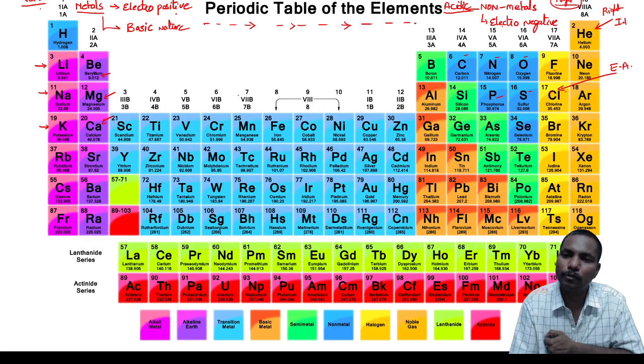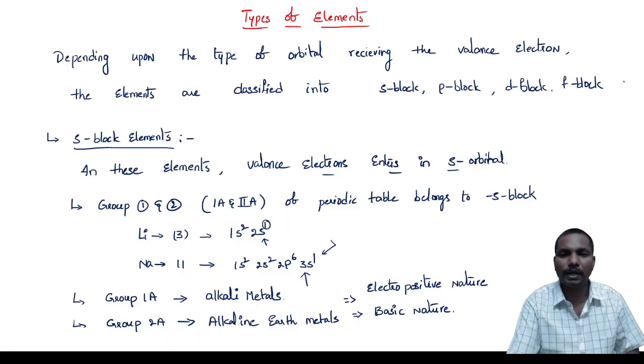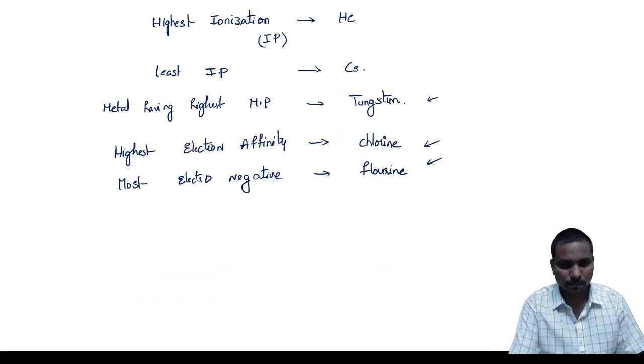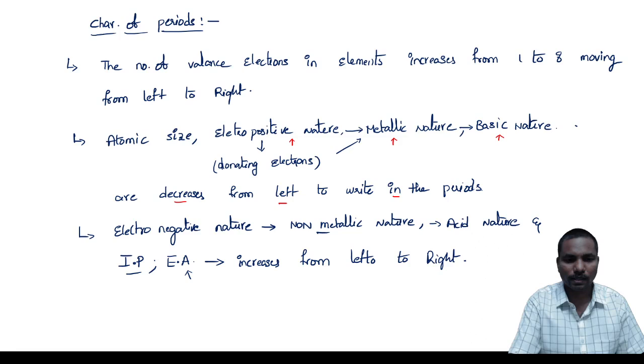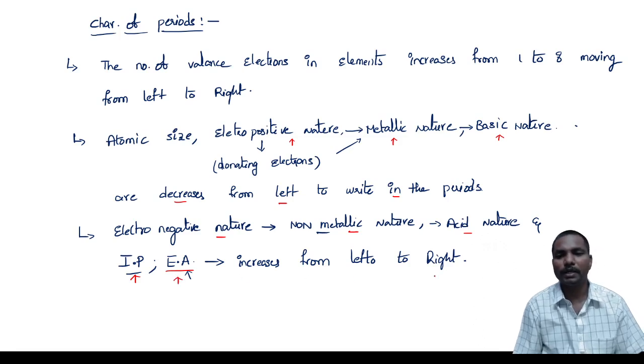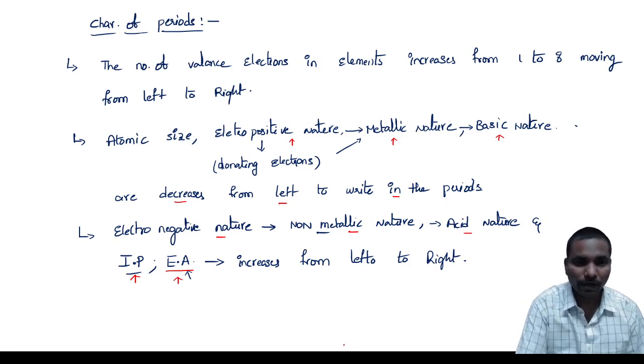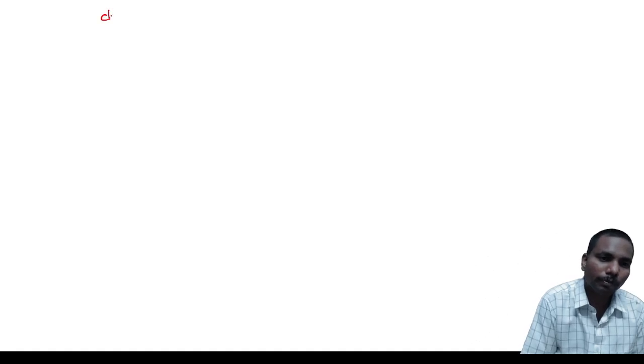Helium has the highest ionization potential, so IP is also highest on the right side, and EA is also highest on the right side. That means from left to right, IP and EA increase. That is the point I have given here: electronegative nature, non-metallic nature, acidic nature, ionization potential, electron affinity, all will increase from left to right. Clear? In the same way, I want to give the characteristics of groups.